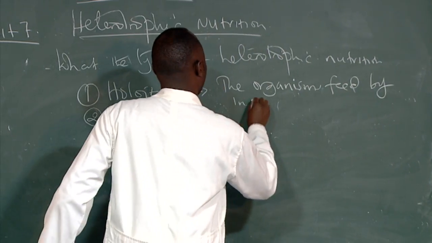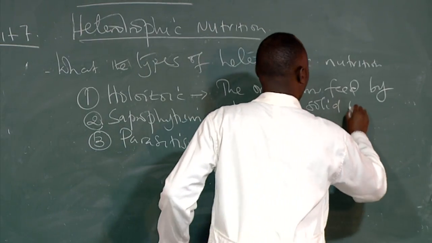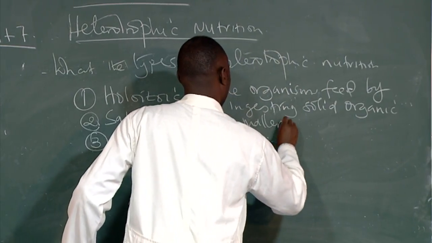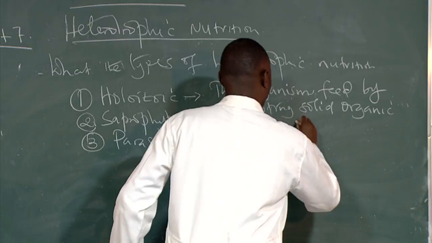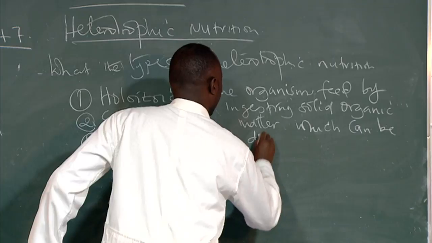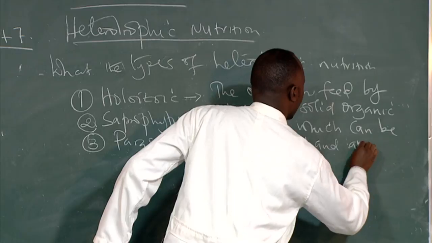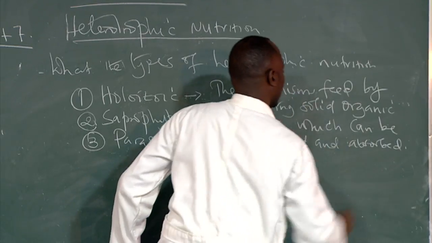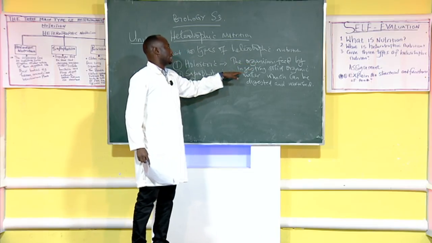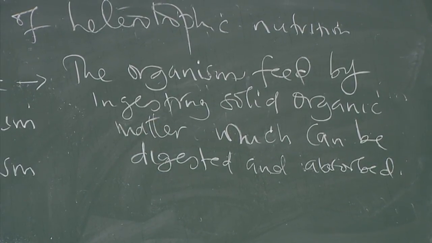By ingesting the solid organic matter, which can be digested and absorbed. If you can talk about this, the food, they normally feed by ingesting the solid organic matter, which can be digested and absorbed into their body tissues.